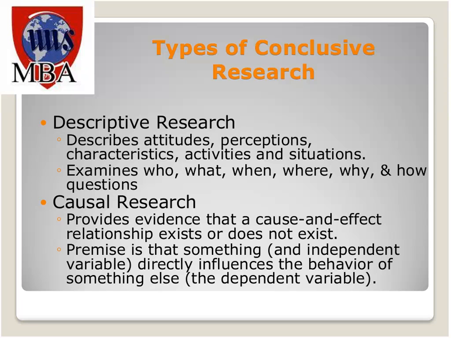And causal research, as I talked about, provides evidence that a cause produces an effect, and that a relationship exists or does not exist. The premise is that an independent variable directly influences the behavior of something else, the dependent variable. For causal research, you have two variables, dependent and independent, and there is a relationship, a connection, between them. So cause and effect talks about a relationship between the variables.